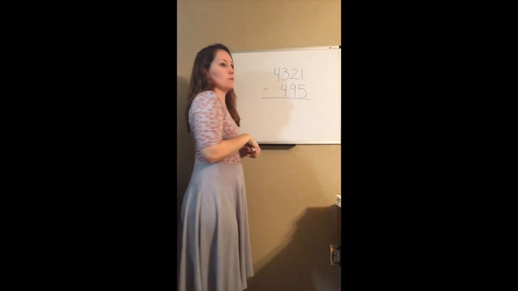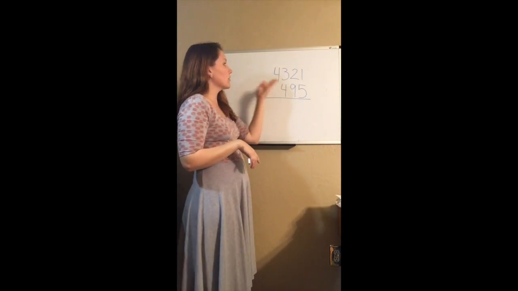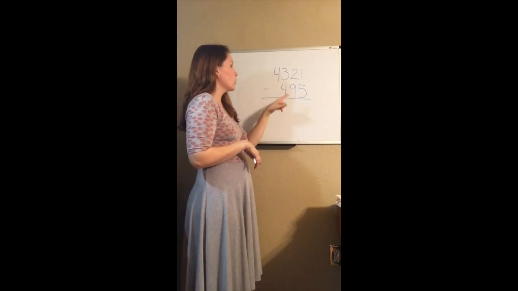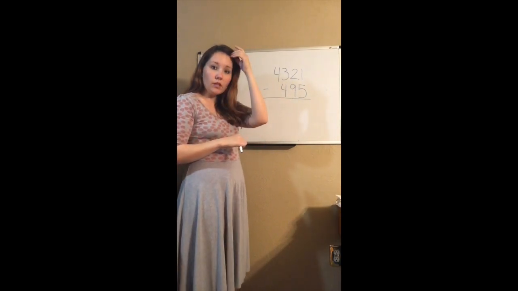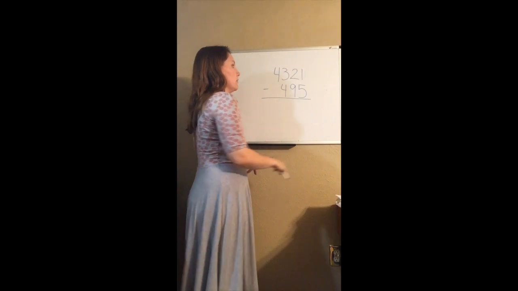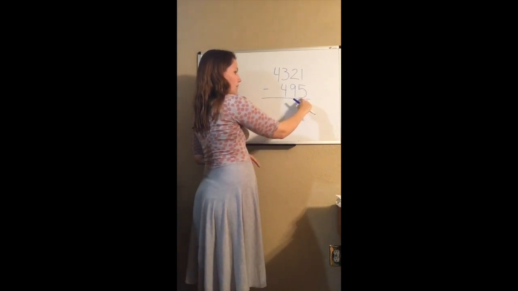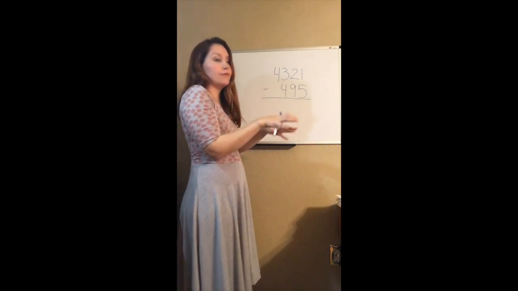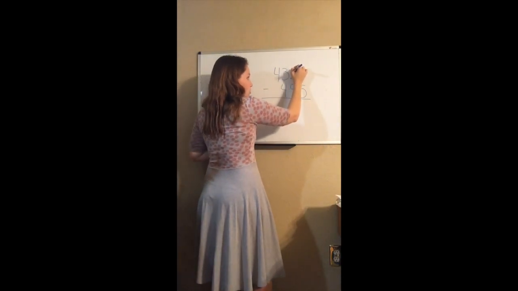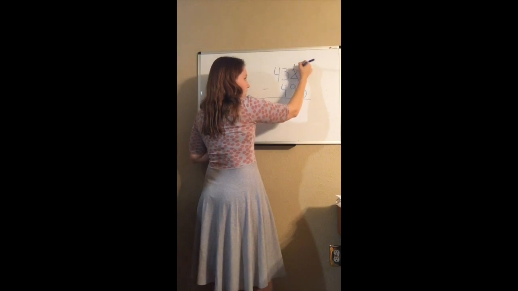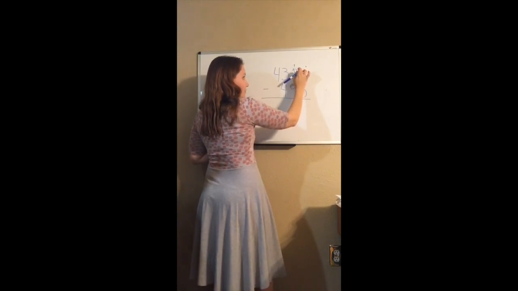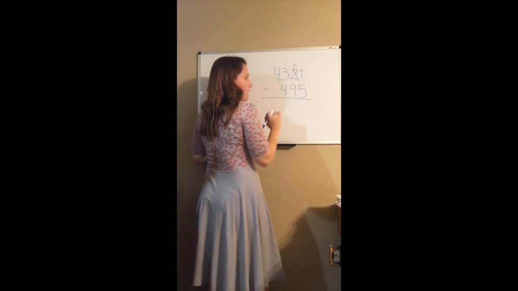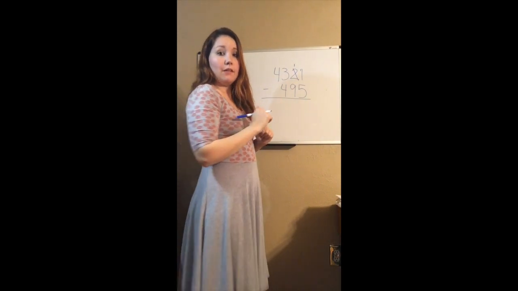So I went ahead and I set this one up already. So we have 4,321 minus 495. Let's go ahead and start subtracting down. 1 minus 5. Well, 1's smaller than 5, so let's borrow from the next place value. So instead of 2, this becomes 1. So now we have 11 minus 5, which will give us 6.